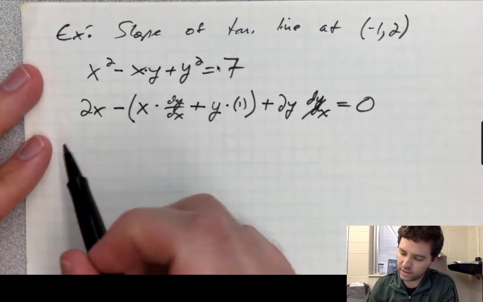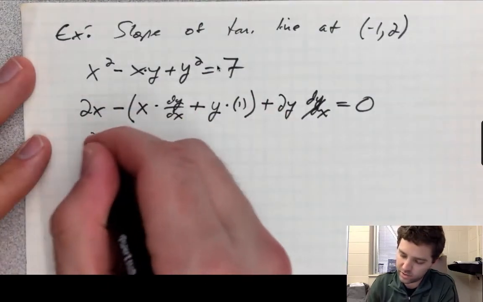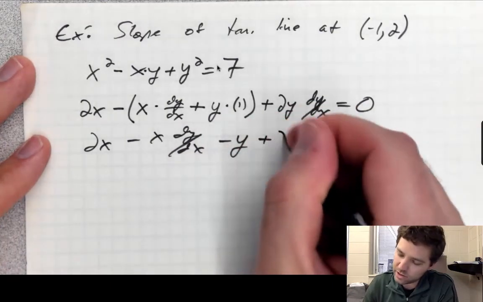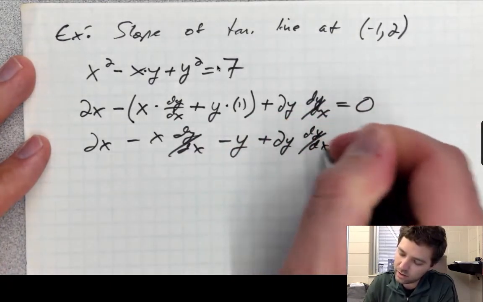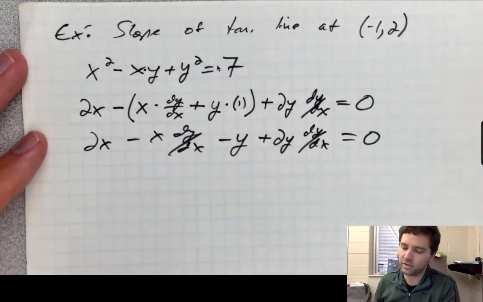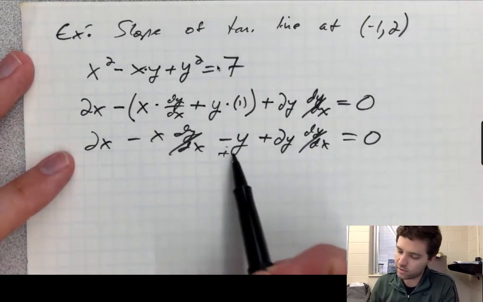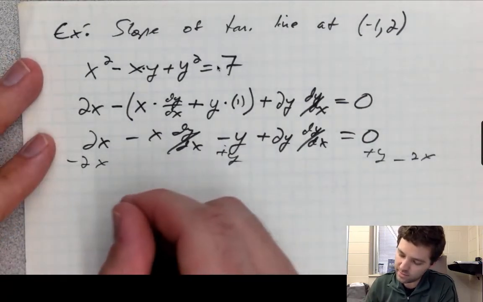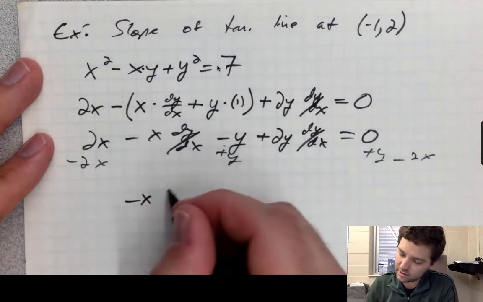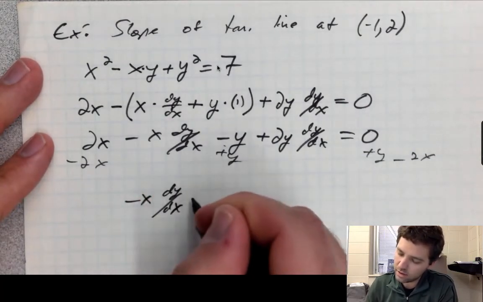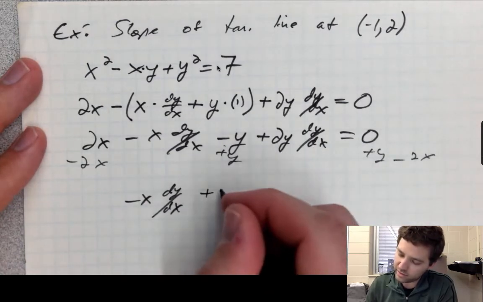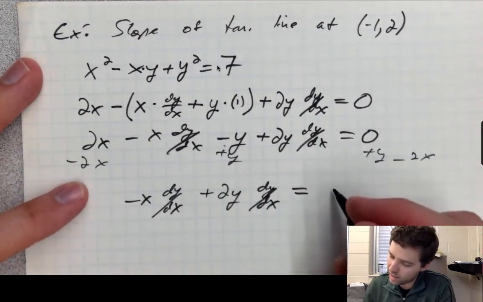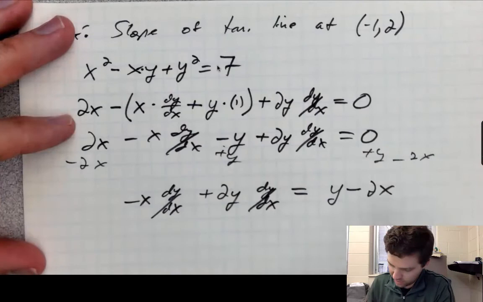All right, so clean up. We need to distribute the negative through, so I get 2x minus x dy dx minus y plus 2y dy dx. Next step is collect all the dy dx terms on one side. So I'm going to move the y over to the right. I'm going to subtract the 2x over to the right. So I end up with this, negative x dy dx plus 2y dy dx equals y minus 2x. I did it a little differently in my notes, sorry.